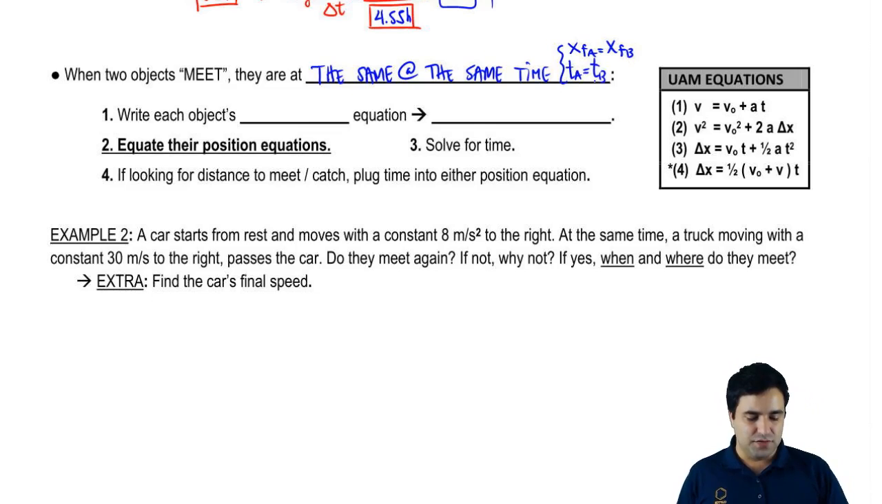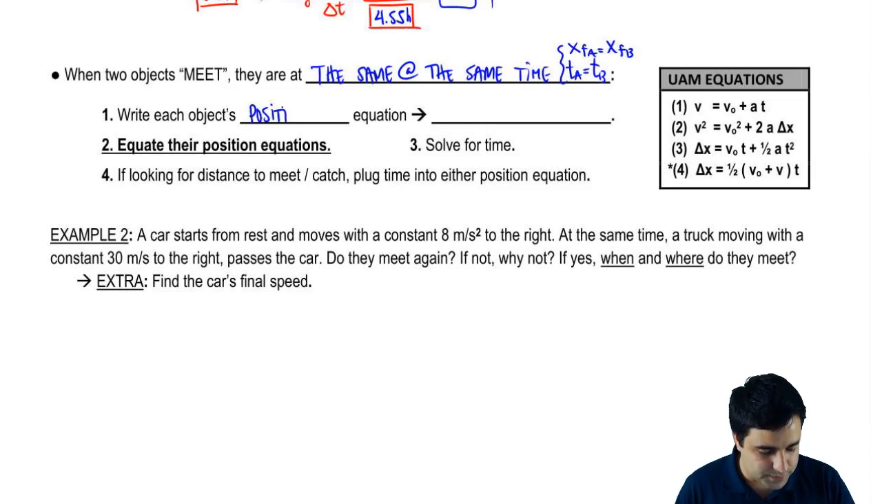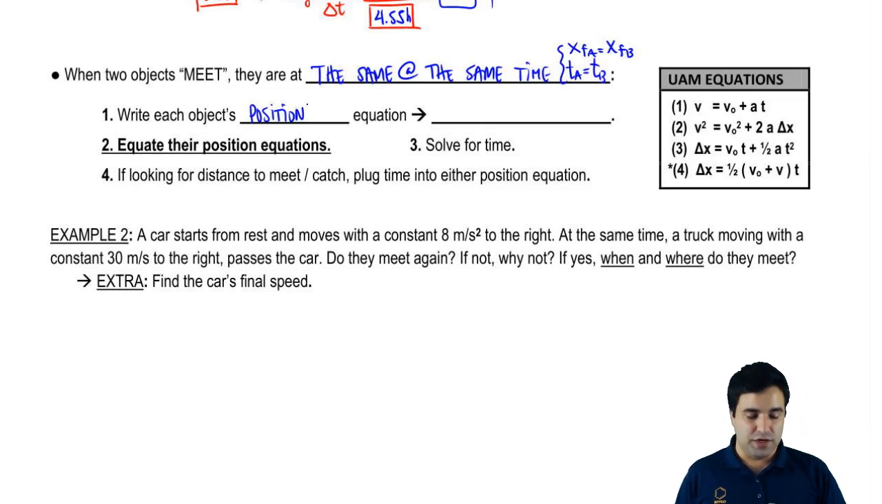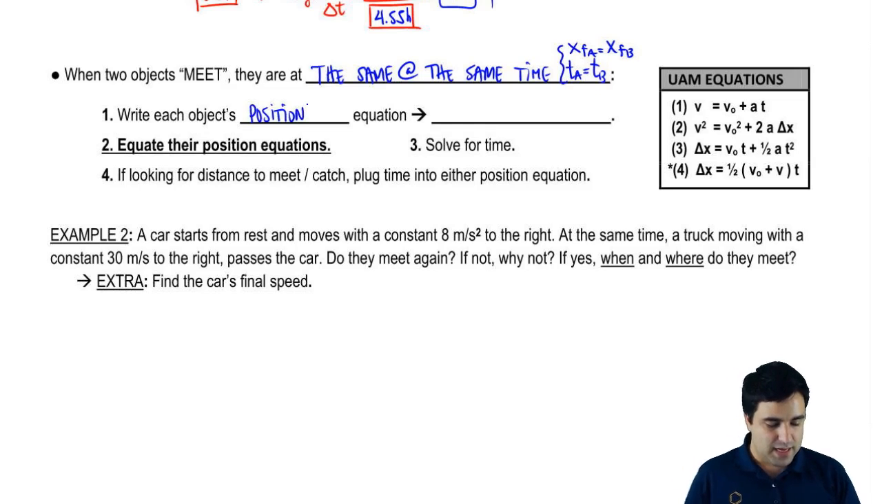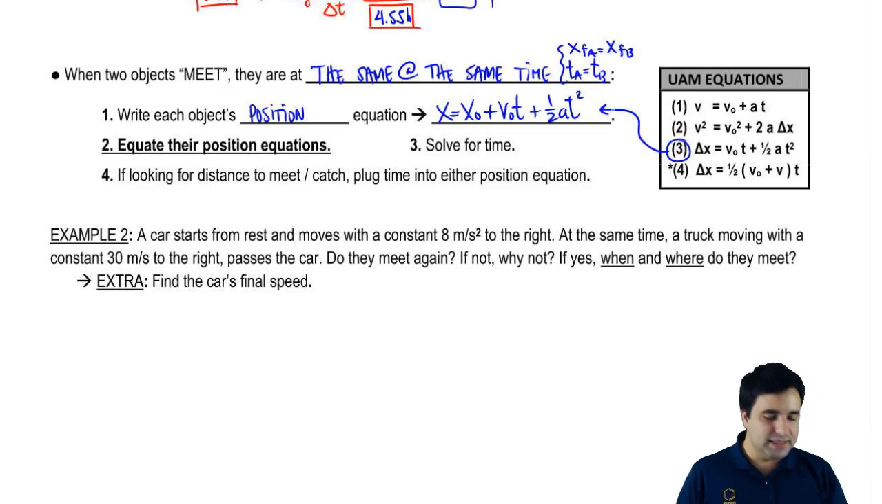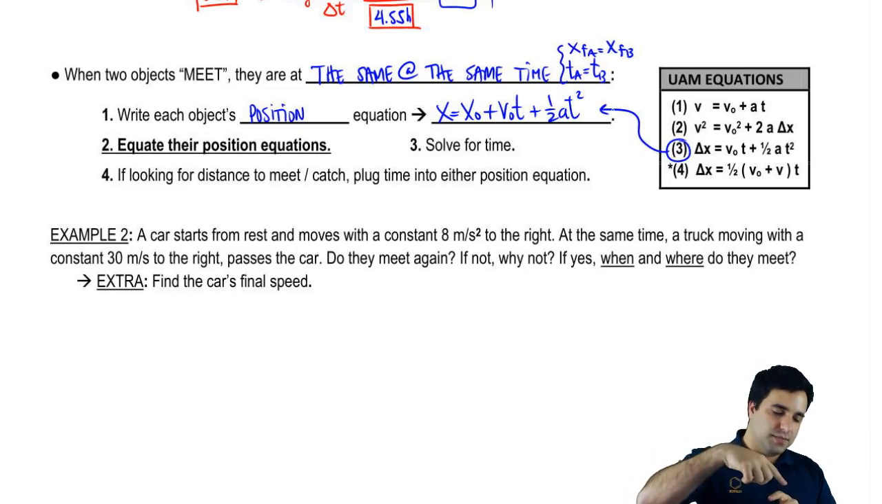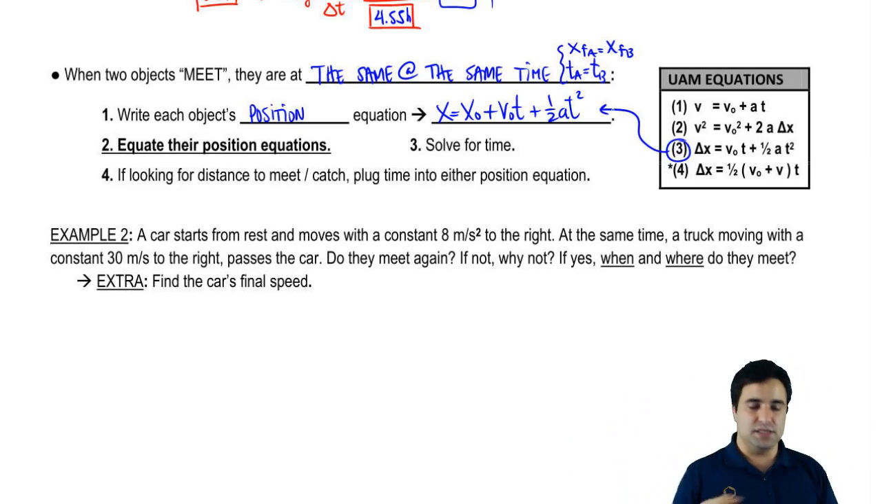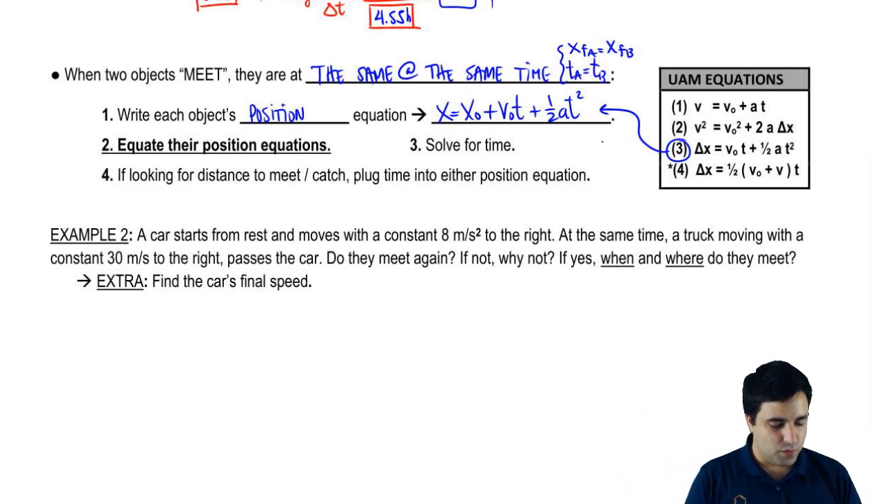So how are we going to solve this? There are 4 steps. The first one is we're going to write the position equation for each object. And the position equation, I will remind you, is the third equation, but I'm going to write it a little differently. I'm going to say x equals x initial plus v initial t plus half a t squared. It's the same as before, except that I expanded the delta x into x minus x initial and moved the x initial to the other side. That's the position equation. You write this for both objects.